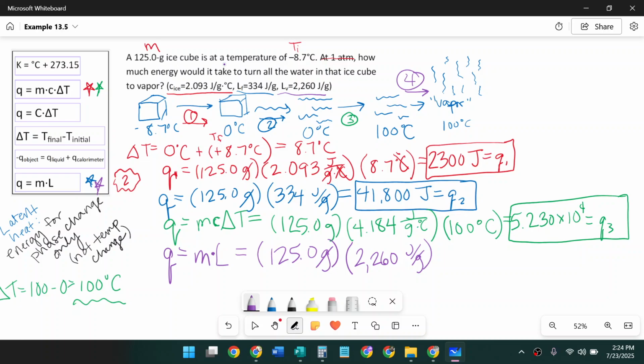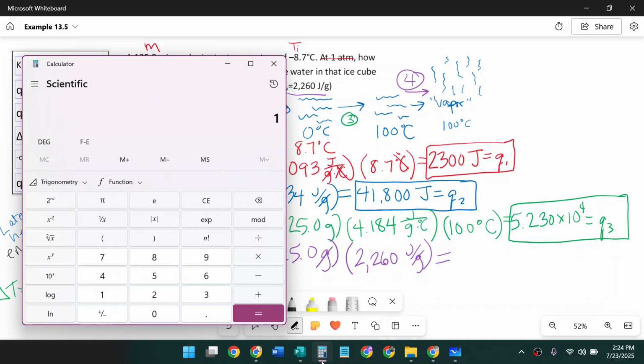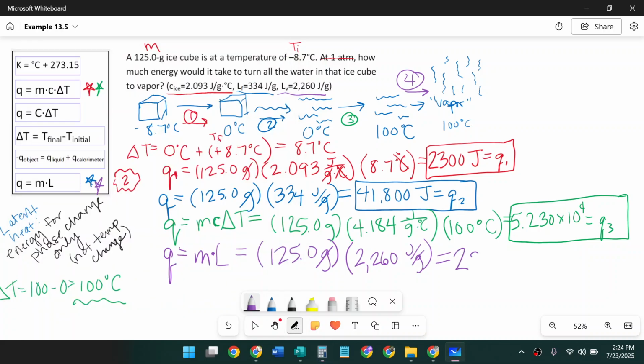So the 125 has 3 significant digits, and the other one has 4, so it's only going to give us 3, and we're going to have to limit it. Okay, here we go. 125 times 2260. We have to limit it to 3 significant digits, so we're going to round it to just these 3 places. So that'll be 283,000. We do keep the other zeros.